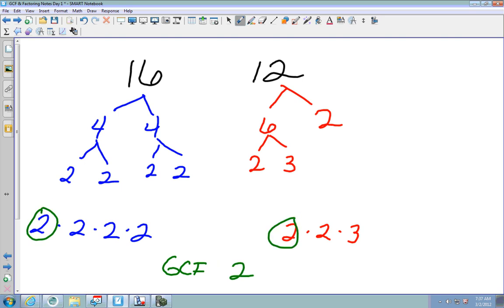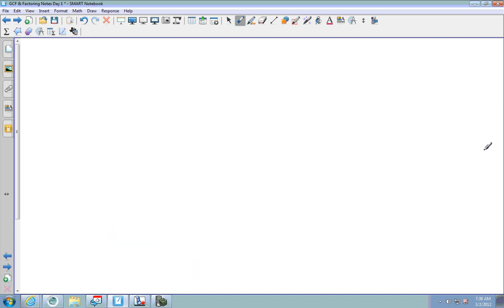A 2 goes into both of them. Is there any other number in the blue and in the red that are the same that I haven't circled already? No, there's not. Okay, so what's 2 times 2? So my greatest common factor to go into 16 and 12 is 4. Okay, let's try this again. Let's see.